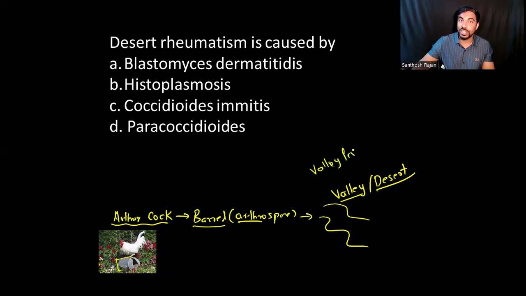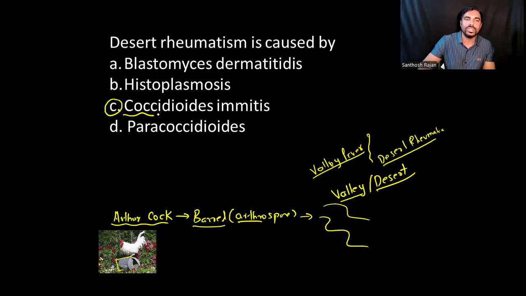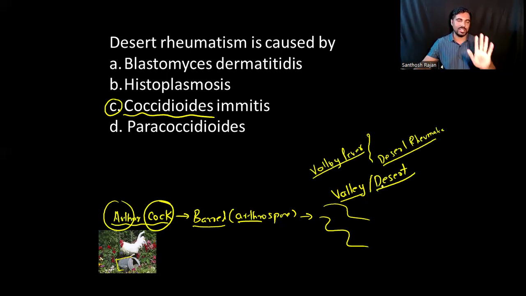Valley fever. Next time you might get a question, valley fever caused by, or this time they ask desert rheumatism. The symptoms are mainly joint pain, fever, and all those non-specific symptoms. That is why we call it valley fever, because you have fever. So when this word comes, please mark it as cock: coccidiosis. Arthur because arthroconidia. So Arthur's cock standing on the barrel is going to the valley and desert. Valley fever, desert rheumatism. Two simple, very easy questions.